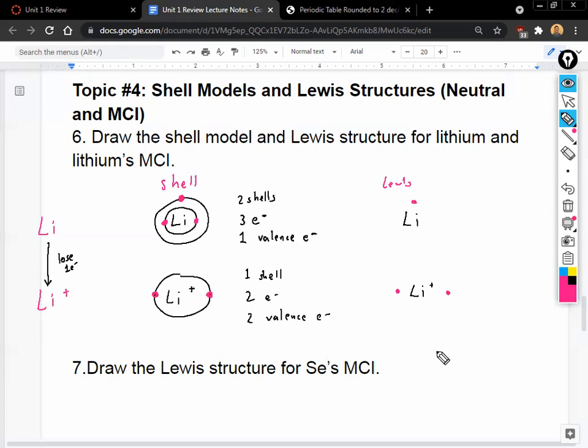I guarantee you're going to have to do a problem like this on your exam where you draw the Lewis structure for something that loses a shell. So just make sure that you're comfortable doing this.